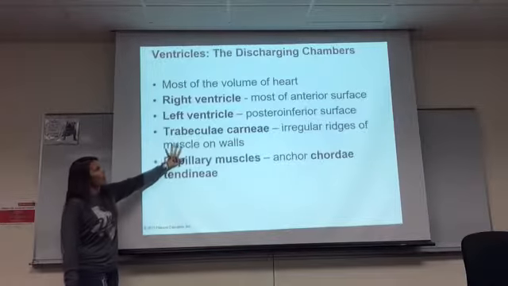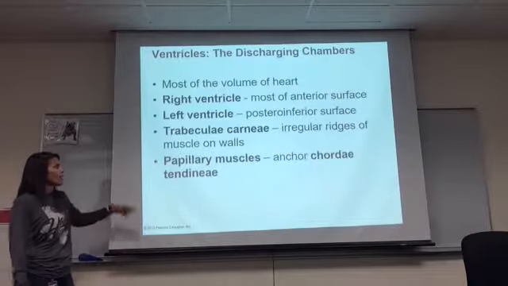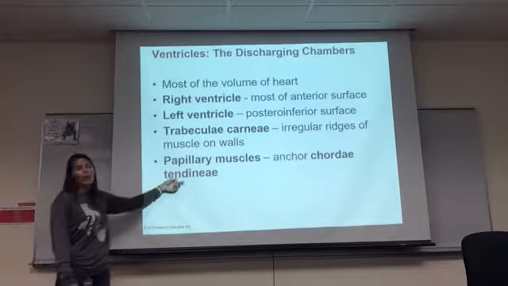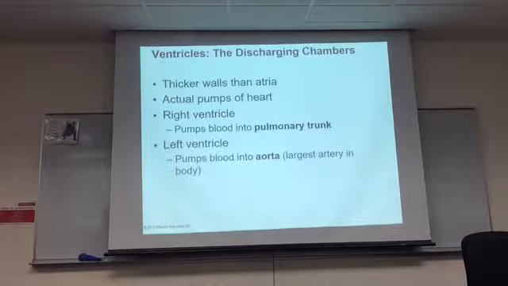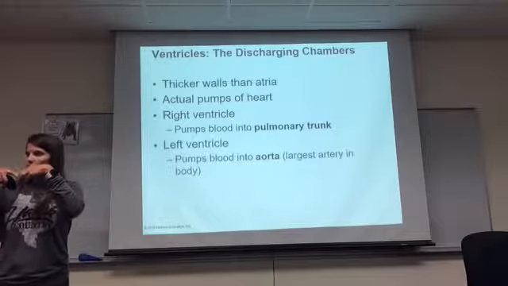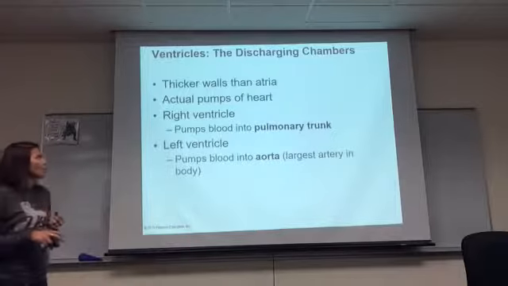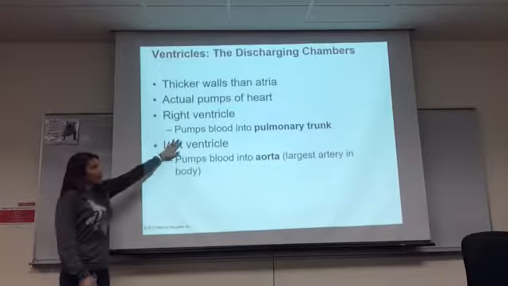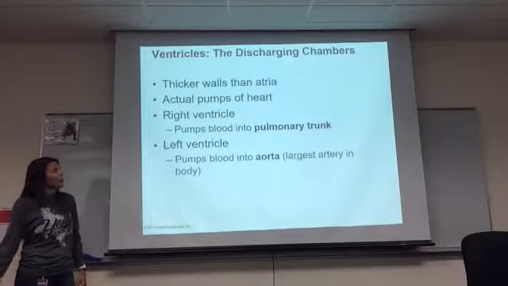Trabeculae, I mentioned that. Those are ridges inside the wall, kind of like a tunneling type thing. And the chordae tendineae is what anchors the cusps for the valves. So the anchoring surfaces. The ventricles are thicker than the atria because they have to pump a further distance. The atria are just dumping down, so the muscles at the top of the heart are thinner than the muscles at the bottom of the heart where the ventricles are. The right ventricle pumps to the lungs, the pulmonary trunk. The left ventricle pumps to the aorta, which is the rest of your body.